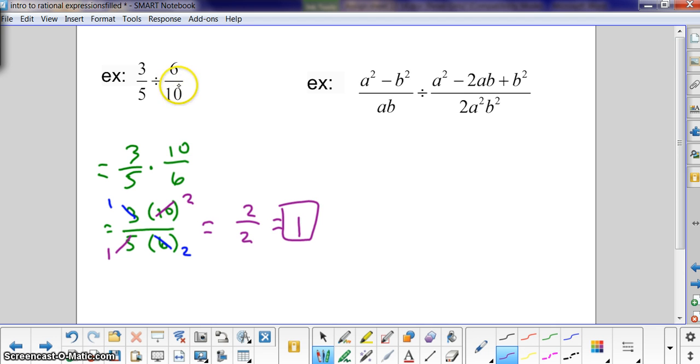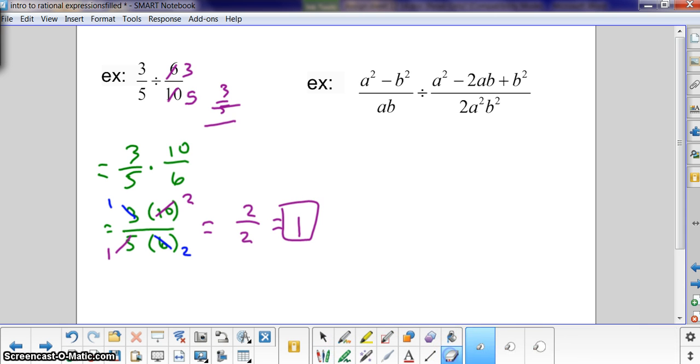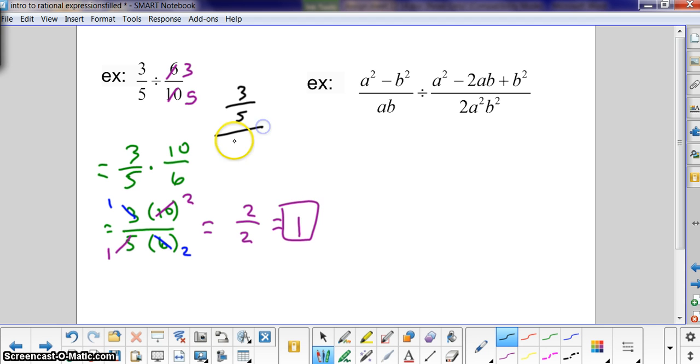Aha! How about that? Another way you could have seen this is 6 divided by 10 reduces to 3 over 5 to begin with. So it's 3/5 divided by 3/5. We know any number divided by itself is equal to 1, so we maybe can see it a little bit easier. Any number divided by itself is equal to 1, and so that confirms it.